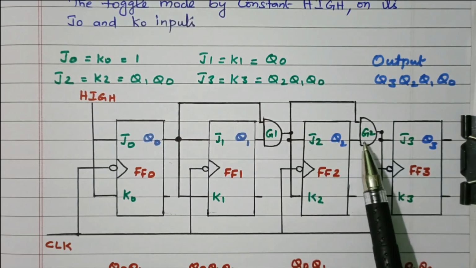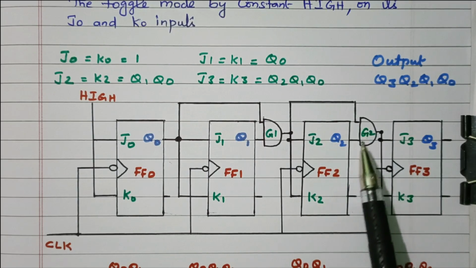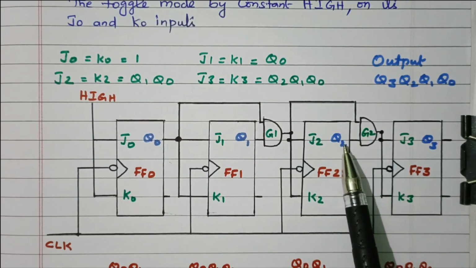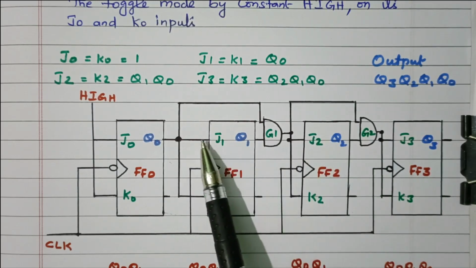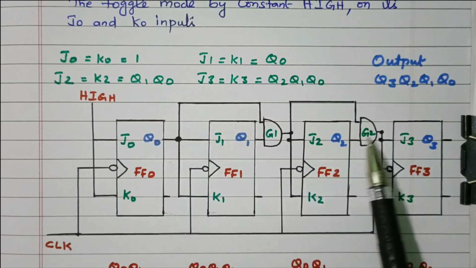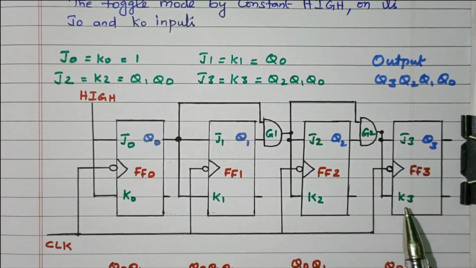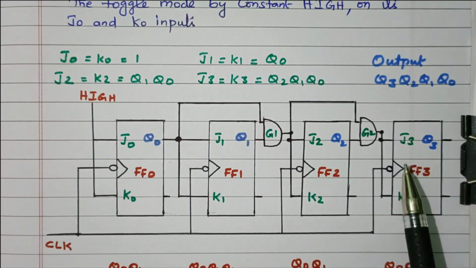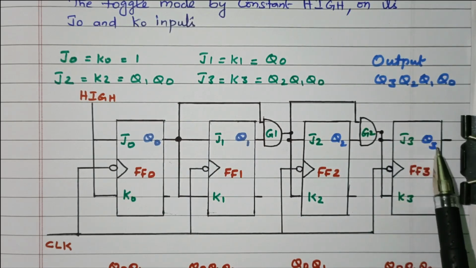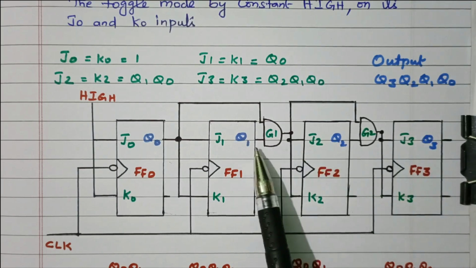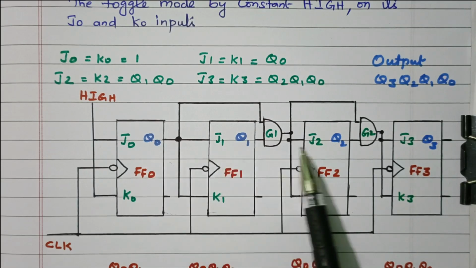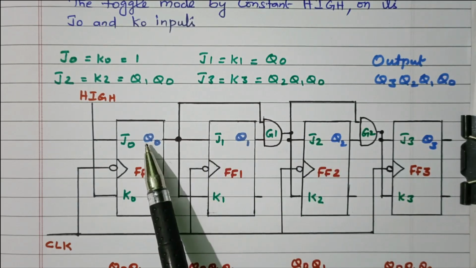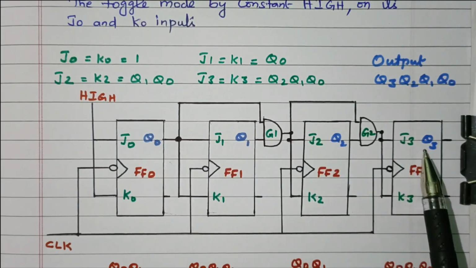So Q2, Q1, Q0 is connected in the AND gate. So all three Q1, Q2, Q0 should be 1. Then only this J3 and K3 will be 1. Then Q3 will toggle. So output of the fourth flip-flop Q3 depends upon Q2, Q1 and Q0 all being high. If any one is low, the output will not change.